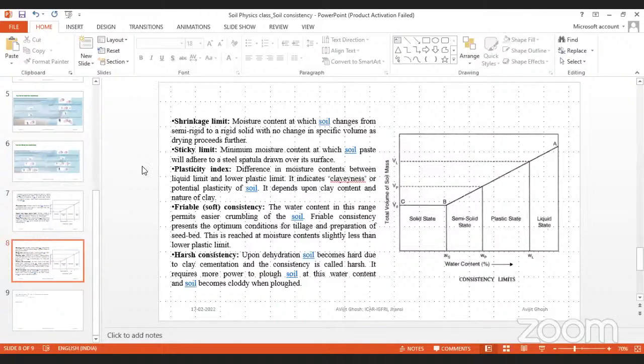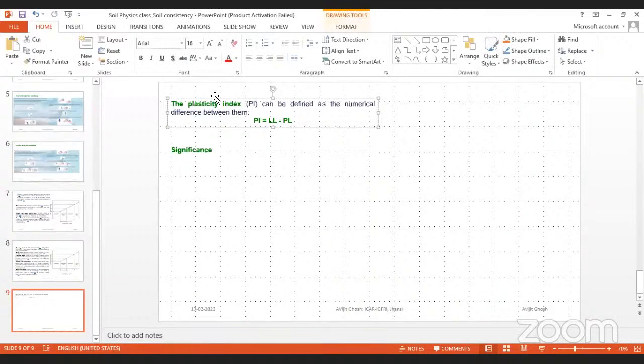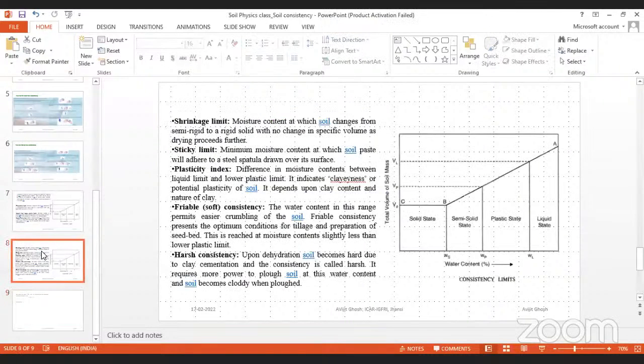As I told earlier, the plasticity index is defined as the water content at the upper plastic limit minus the lower plastic limit. Now, what is the significance of these limits? You can guess from the discussion that at liquid state soil will flow like water. So soil is not stable and it will flow under the pressure of water flow, so soil erosion will take place.